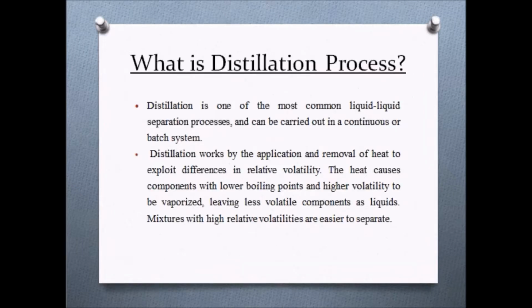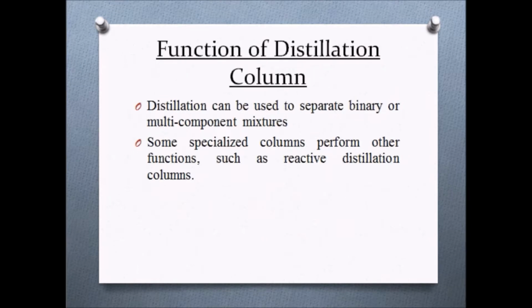What is a distillation column? A distillation column is one of the most common liquid extraction processes and can be carried out in a continuous or batch system. Distillation works by the application and removal of heat to exploit differences in relative volatility. The heat causes components with lower boiling point and higher volatility to be vaporized, leaving less volatile components as liquids. Mixtures with high relative volatilities are easier to separate. This is the function of a distillation column.